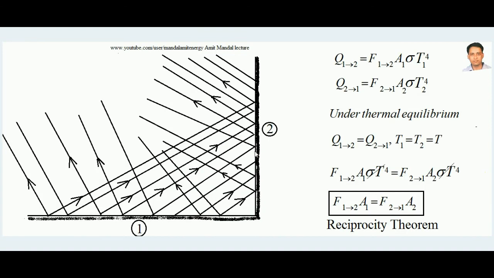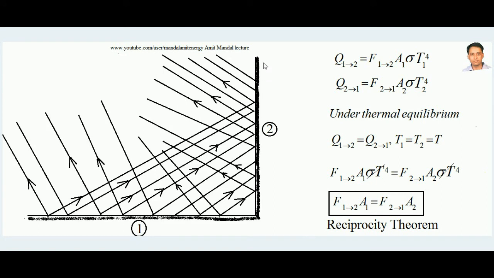Now the amount of radiations which are absorbed by surface 2 emanating from surface 1 would be Q₁₂ equals F₁₂ into A₁, where A₁ is the area of surface 1, into sigma into T1 to the power 4. Sigma T1 to the power 4 is the total emissive power of surface 1. Out of that, how much radiations are absorbed by surface 2? We have to multiply the view factor F₁₂. F₁₂ means the view factor of surface 2 with respect to surface 1. So Q₁₂ is this much.